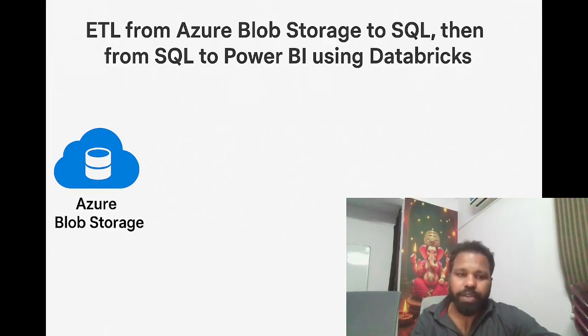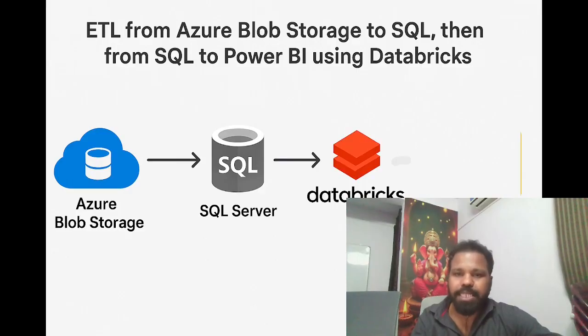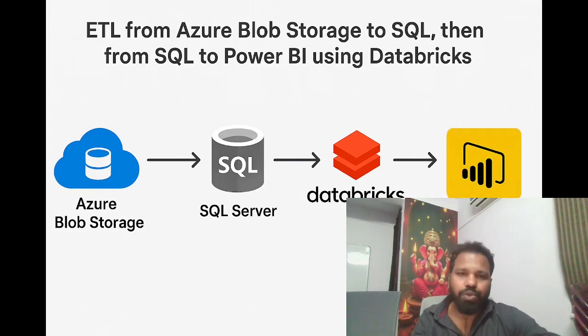So first of all, the first thing is Azure Blob Storage. In the Blob Storage, we will store the CSV file, and then we need to connect the pipeline to SQL, and from the SQL we need to connect to Databricks. And then finally, we will analyze in Power BI. So we will make a pipeline to Power BI also. Let's get into the coding and development session.